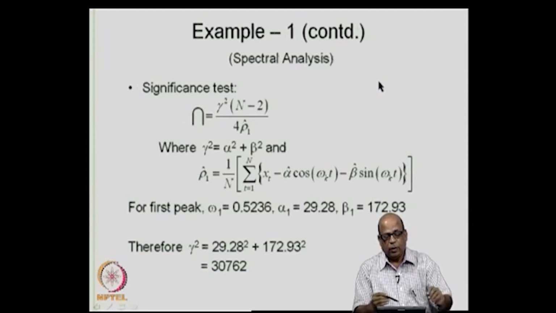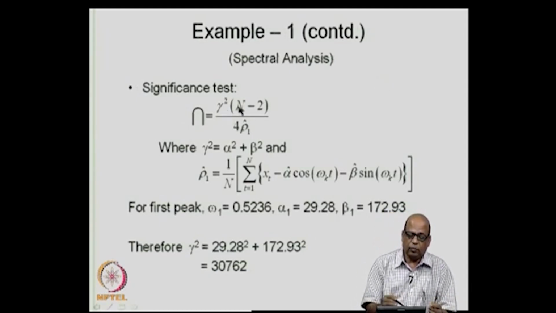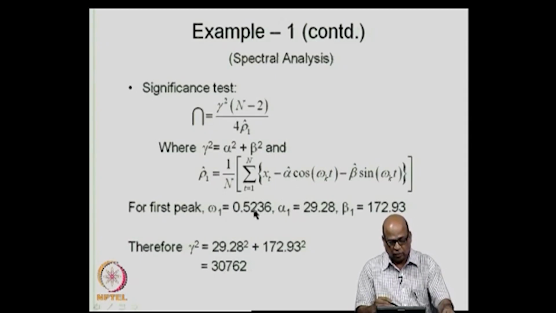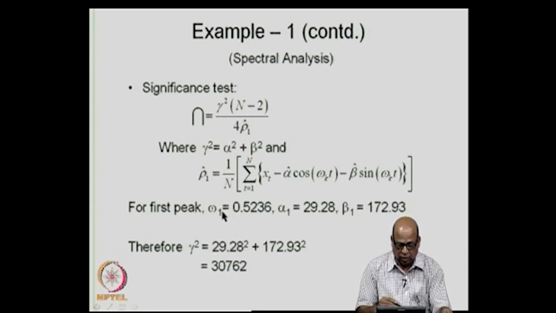To do that, what do we do? We form the statistic gamma square n minus 2 by 4 rho 1 cap, where rho 1 cap is estimated from 1 by n, x t, which is your original data, and alpha cap, which is the alpha corresponding to the particular periodicity that you are examining. So, for the first peak we had omega 1 equal to 0.5236, alpha 1 equal to 29.28 and beta 1 equal to 172.93, which we had estimated in the last lecture. These are the values that we had towards the end of the last lecture.